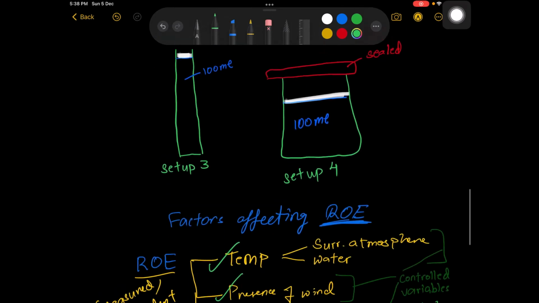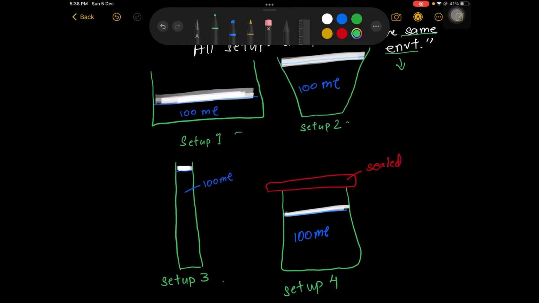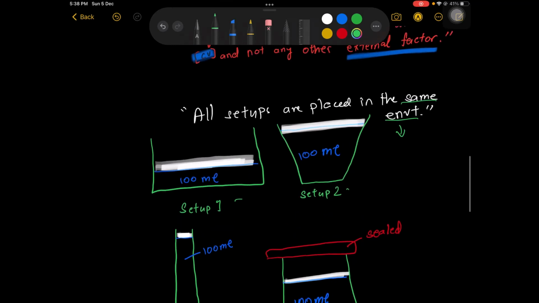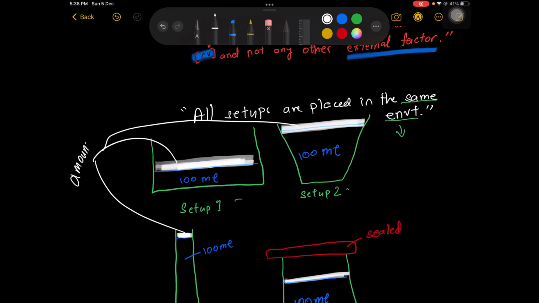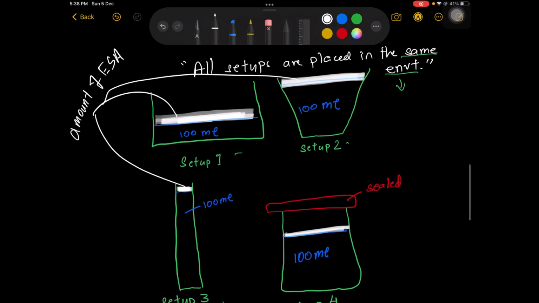So now the experimental setups would be setups 1, 2 and 3. Why? This is because in each of setups 1, 2 and 3 we have a changed variable, which is the amount of exposed surface area of water. I'll write it down. And we have a measured variable, which is the rate of evaporation.